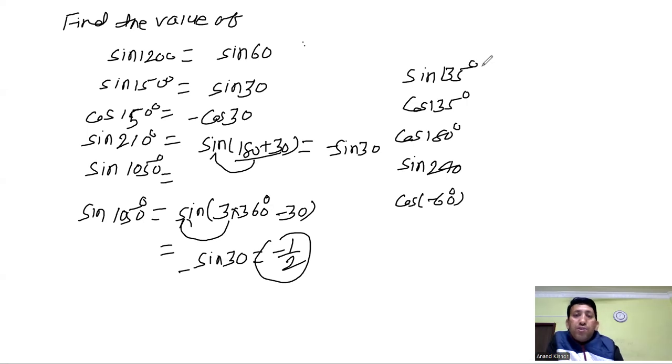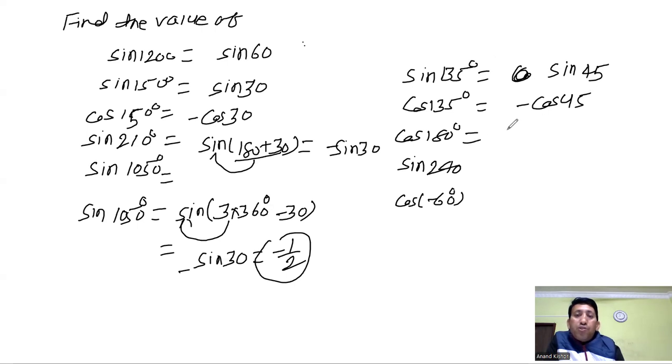So this one, cos 135. 135 is the supplementary angle of what? 135 plus 45 is 180. So the supplementary angle of sine is the same, and cos 135 is minus cos 45.